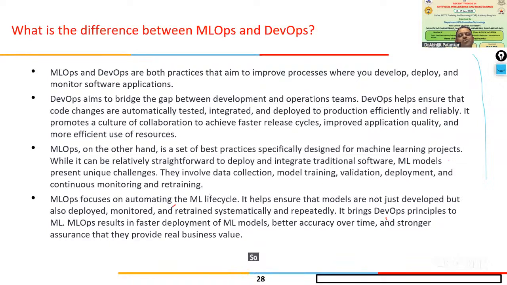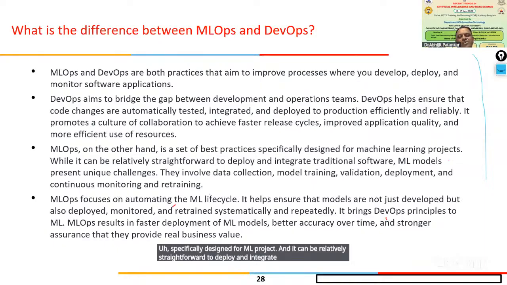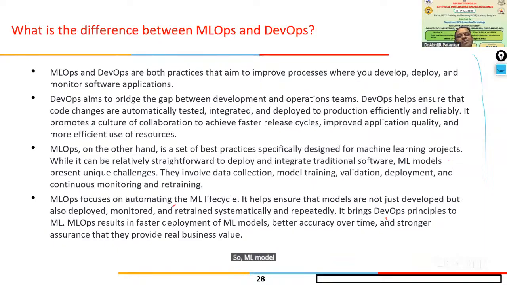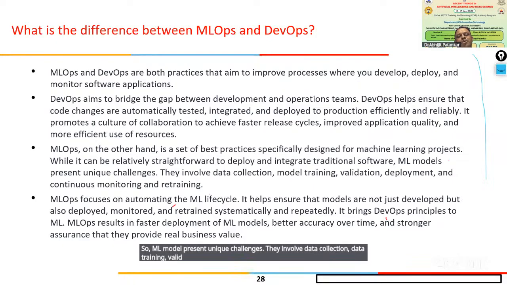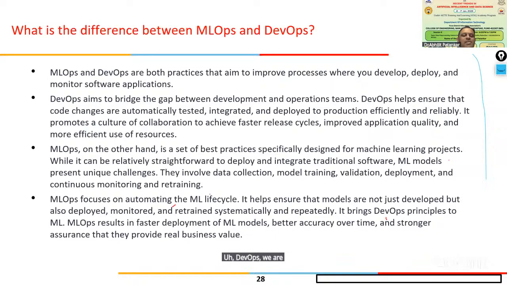So MLOps, on the other hand, is a set of best practices specifically designed for ML projects, and it can be relatively straightforward to deploy and integrate traditional software. But ML models present unique challenges. They involve data collection, data training, validation, deployment, and continuous monitoring and retraining. So all these activities seem similar to DevOps. We are doing data collection, data training, validation, deployment, and monitoring.